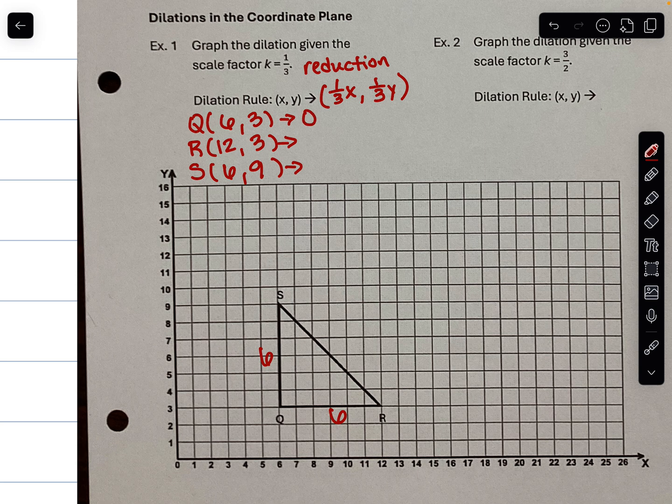So what would Q prime give me? 2, 1. What about R prime? 4, 1. And S prime? 2, 3. Okay? Now, we're going to graph those real quick. 2, 1 is here for Q prime. 4, 1 for R prime. And 2, 3.